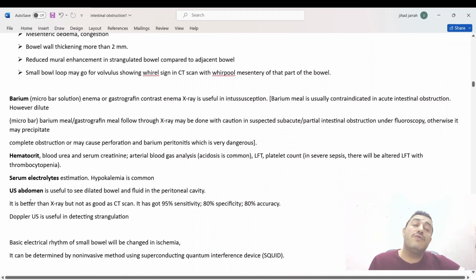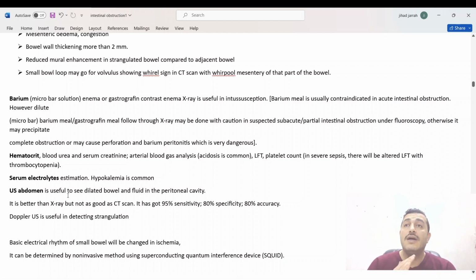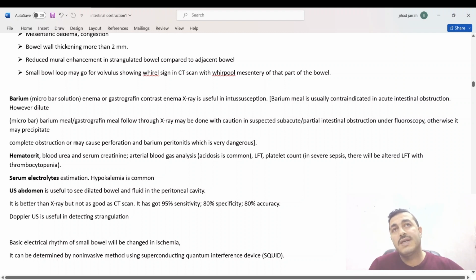Barium is also one of the modalities to study obstruction, but we have to remember that if we have complete obstruction, we have to avoid barium as it may lead to barium peritonitis. We can use gastrografin instead. So barium enema or gastrografin contrast are useful, for example, in intussusception. It can be therapeutic and diagnostic.